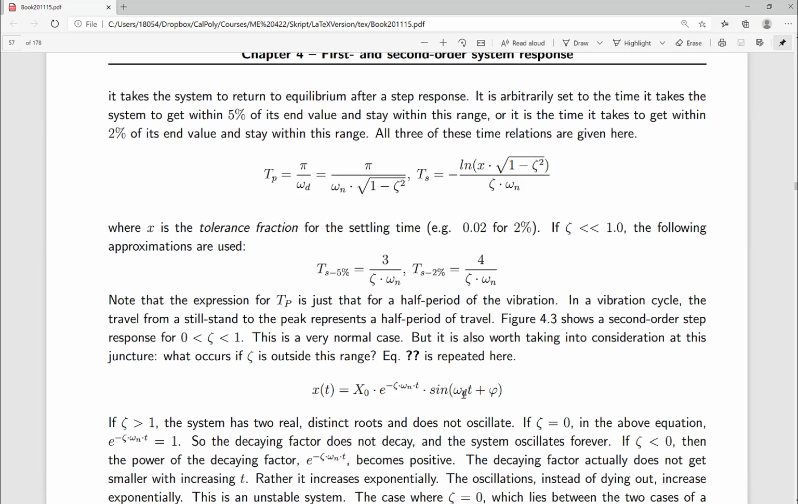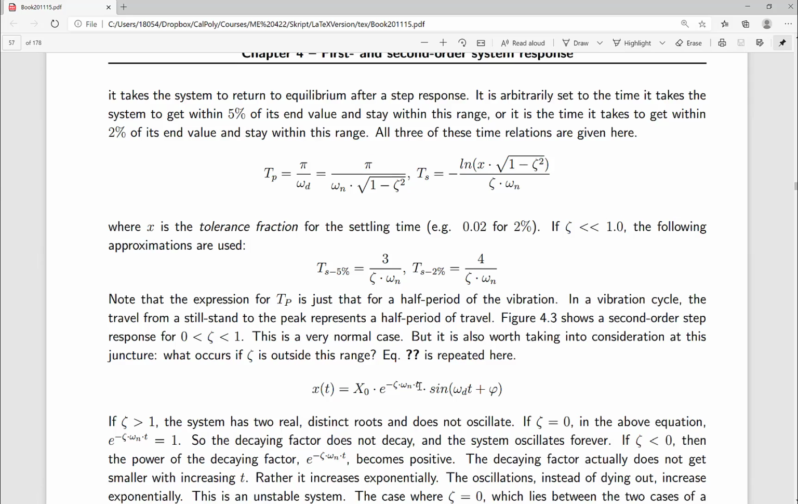Notice that the frequency of the sine function is omega d. But then there's this other factor here that has zeta and omega n in it. And this determines, notice that as t goes to infinity, this factor right here is going to go to 0. So the oscillations will die out eventually. It won't oscillate anymore.